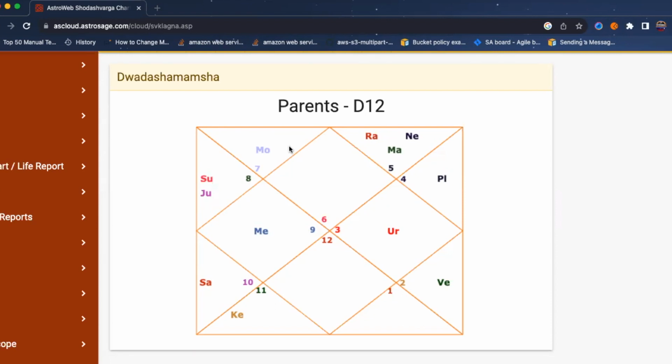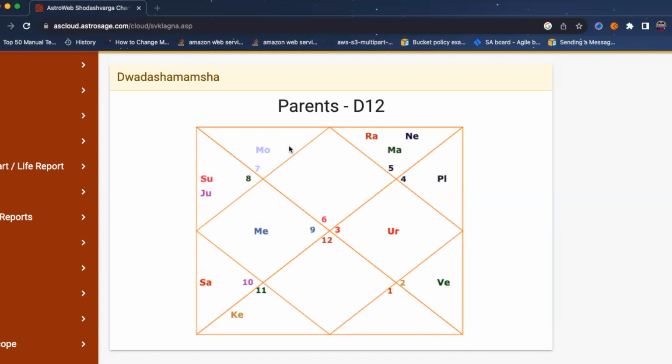So let's begin. Now coming to the D12 chart or the Dwadasamsa chart. See guys, the D12 chart is seen mainly for the relationship between you and your parents. It is also seen for the health of your parents, and for how you interact with your parents, how your relationship will be with your parents. Those are the things that can be seen from the D12 chart.